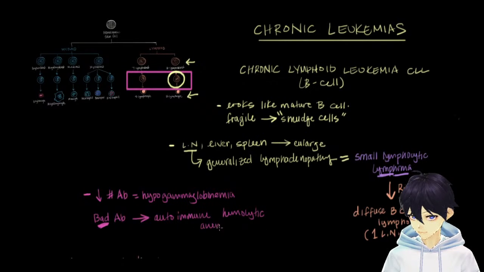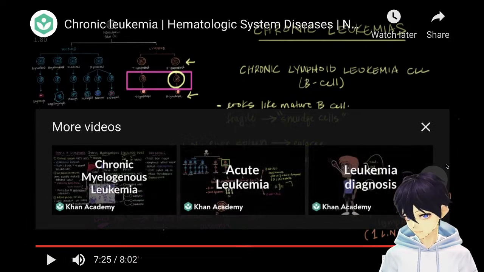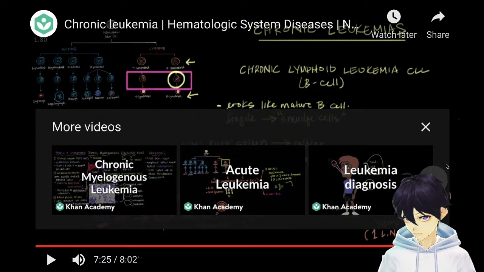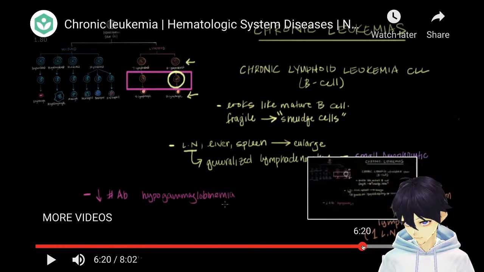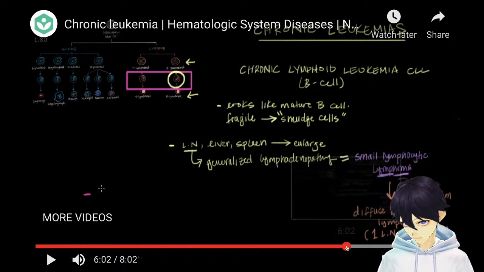Okay, so we see a hemolytic anemia or a destructive anemia, red blood cells being destroyed because of an immune response attack. Wait a minute. You have increased B cells, but you have hypogammaglobulinemia. Why though? Why do you have less antibodies?